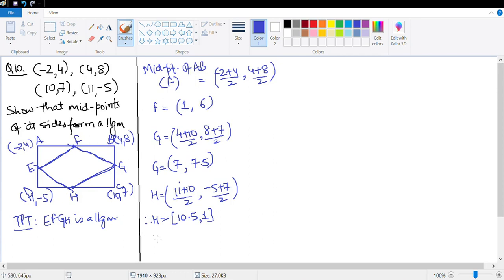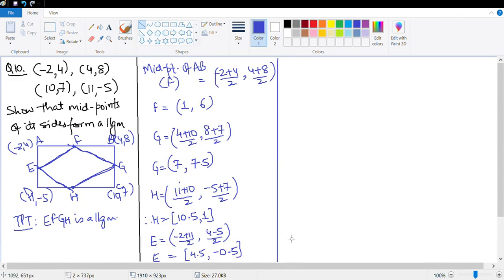And the coordinate of the last vertex, which is E. So E will be equal to (-2 plus 11) upon 2 and (4 minus 5) upon 2. So E will be equal to, that's 9 upon 2, which means 4.5, and 4 minus 5, that's -1 upon 2, which means -0.5. That's the coordinate of E. So now let's try and prove that the slope of EF and GH is equal and the slope of FG and EH is equal. So let's calculate.